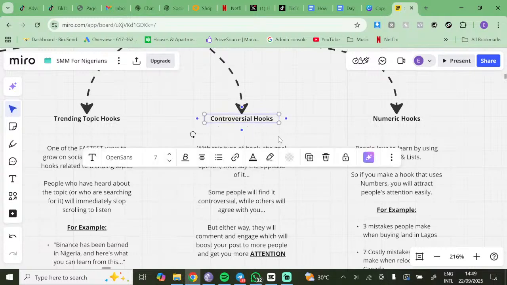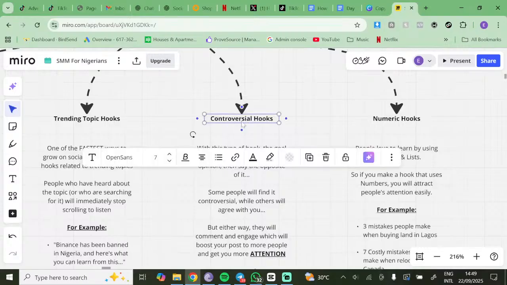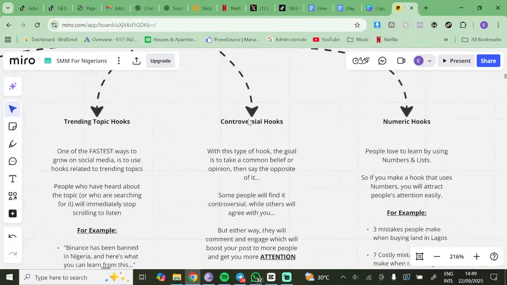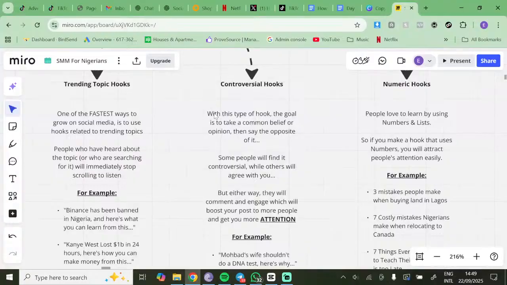These ones also do very, very well, but not everybody has the stomach to create controversial content. But I love it. I do it all the time, but for newbies, not everybody has the stomach for it, but I will still teach you it anyway. Now, with this type of hook, the goal is to take a common belief or opinion and then say the opposite of it. Okay? So you think of something that you always hear people saying. Imagine if you say the opposite of it.